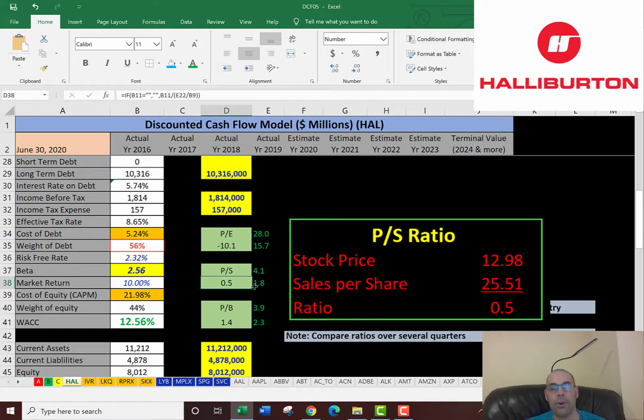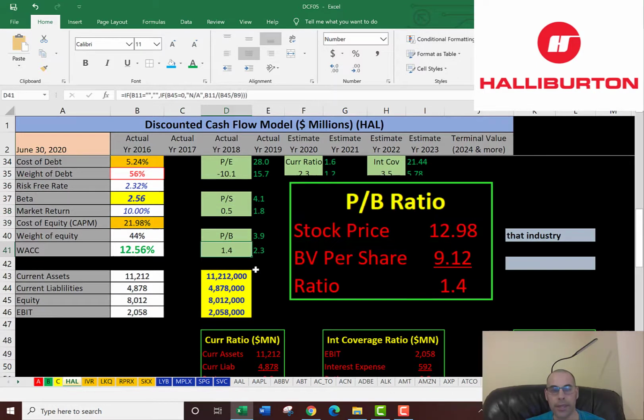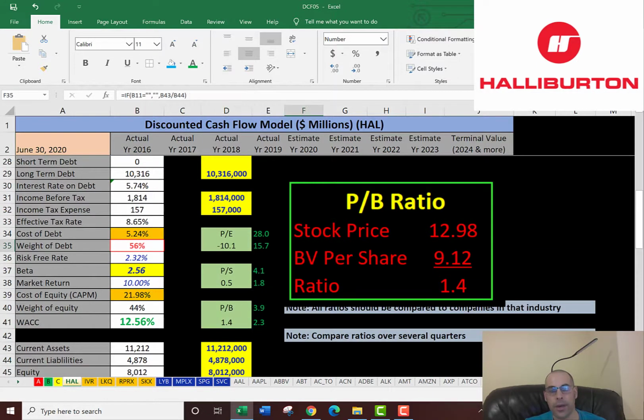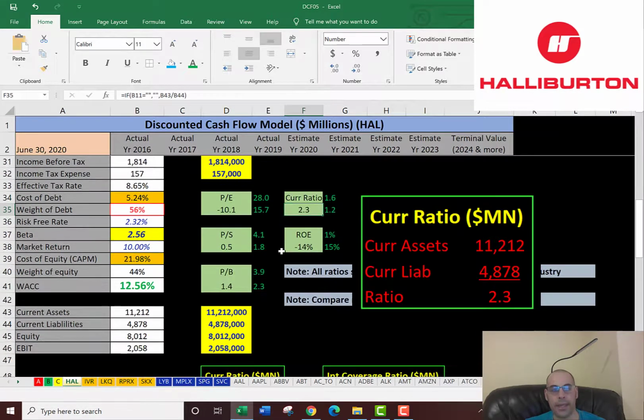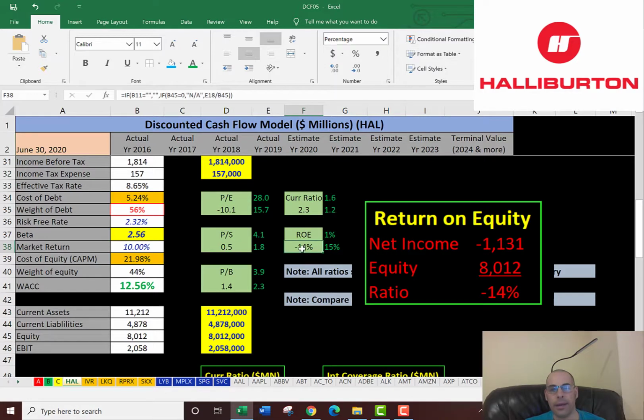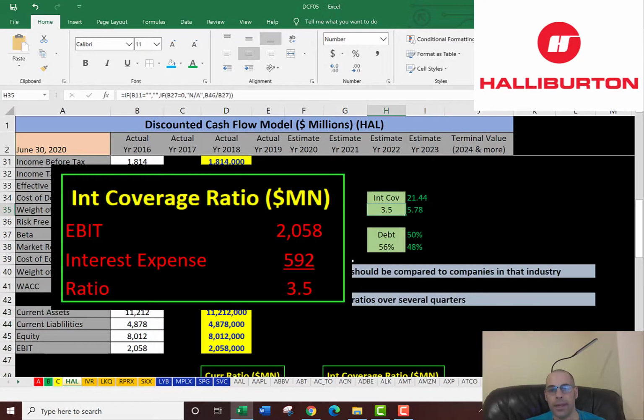A really low price to sales, that means investors are willing to pay 50 cents for $1 of sales. That's price of stock over sales per share. Pretty good price to book also, 1.4. Current ratio is good, 2.3, so they can easily cover their current liabilities. Negative ROE because they have negative income. Interest coverage ratio of 3.5, so they can easily cover their interest payments. And they have 56% debt.